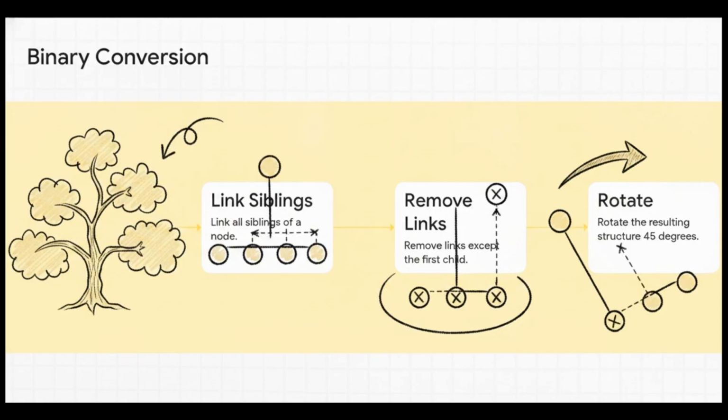Sometimes, though, you're stuck with a massive general tree where a node might have dozens of branches, and you really need to convert it into a sleek binary tree. It's kind of like a clever engineering trick. First, just identify your general tree structure. Then, draw a link through all the siblings. Those are the nodes sharing the same parent. Next, remove the links from the parent to all children except the very first one on the left. Finally, rotate the whole resulting structure 45 degrees. And just like that, boom, you've elegantly optimized your structure.